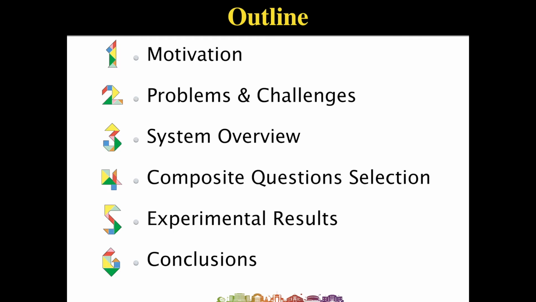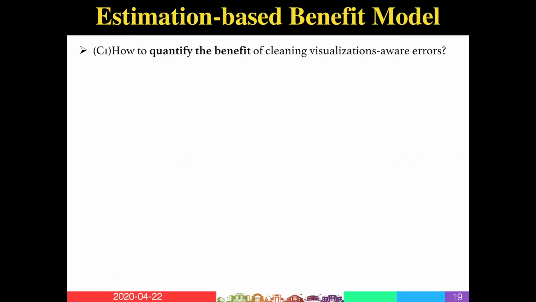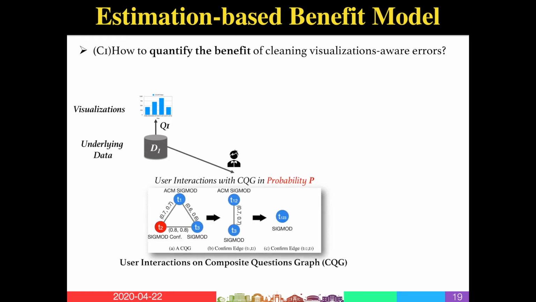Next, we will introduce how to select the composite questions graph. We first discuss how to quantify the benefit of a composite question graph. Given a composite questions graph, the user can operate the graph to provide feedback. For example, the user may confirm the edge T1, T2 in probability P.